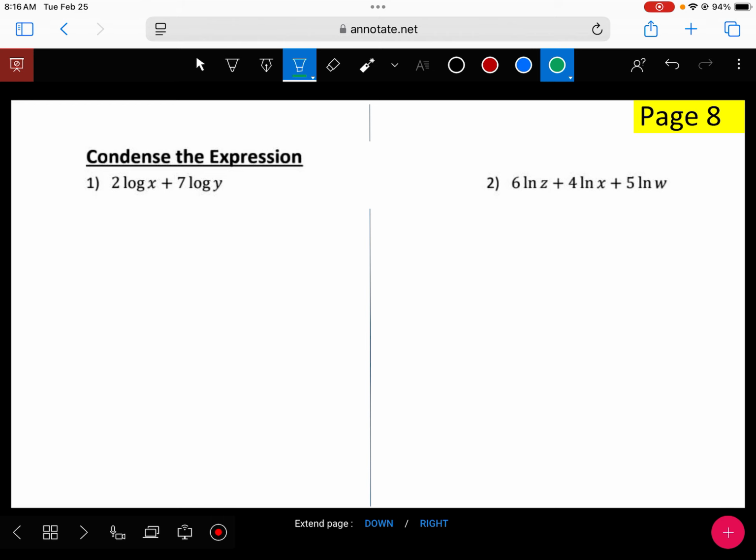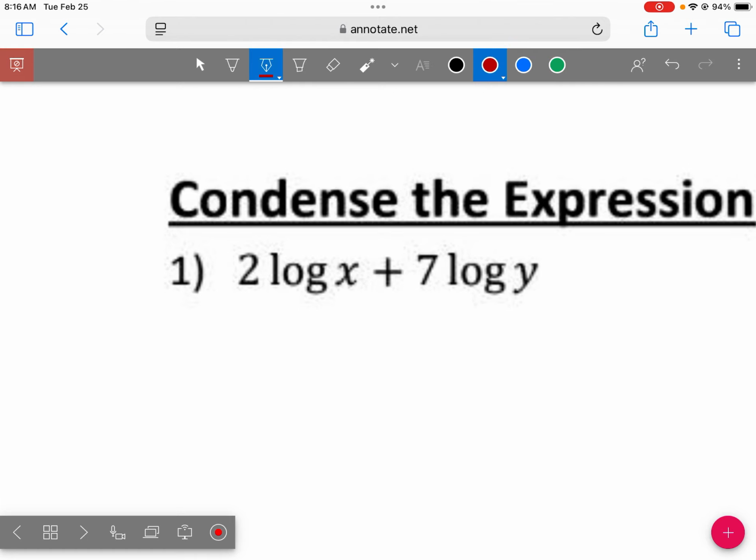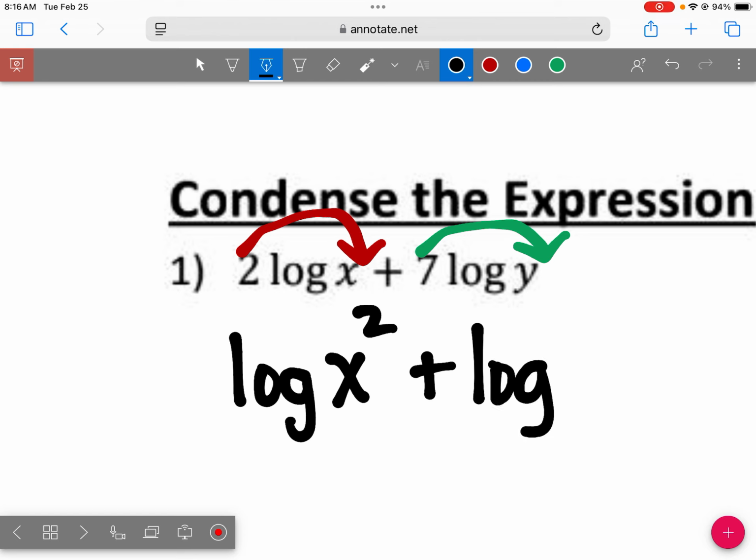So let's look at number 1. Does everyone see that there is a number right in front of the word log? That means this is an exponent. This 2 is really an exponent, and the 7 is an exponent. So that becomes the log of x squared plus the log of y to the 7th.